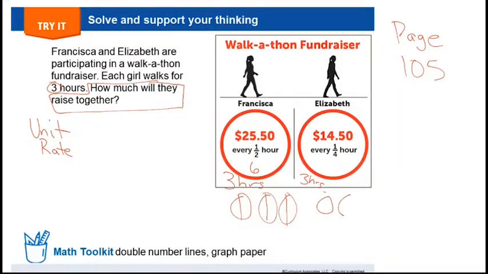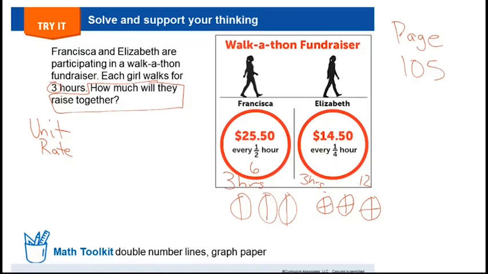Or I have 3 hours. How many quarters do I have? Well, ask yourself how many quarters are in $3. There are 12 of them. So one way you can do the work is you can think of it that way and do the 25.50 times 6 and the 14.50 times 12.